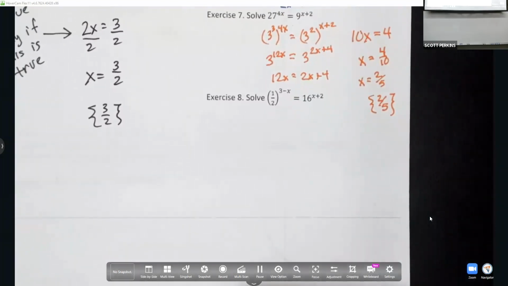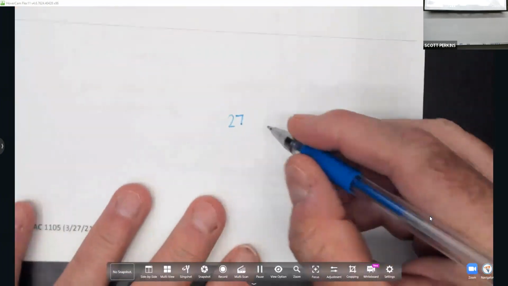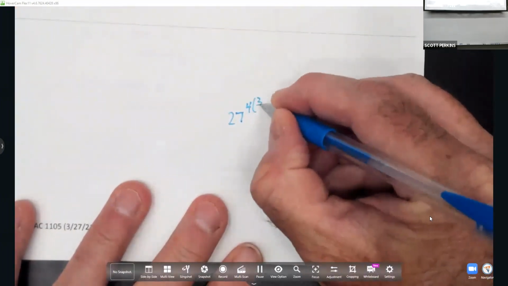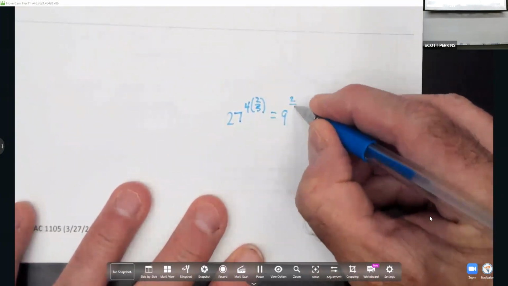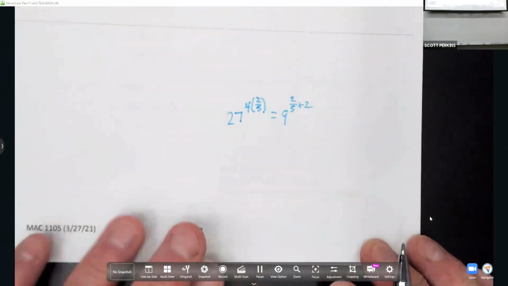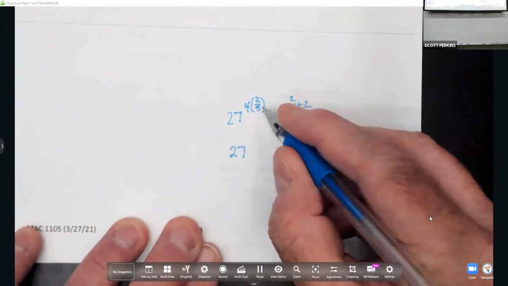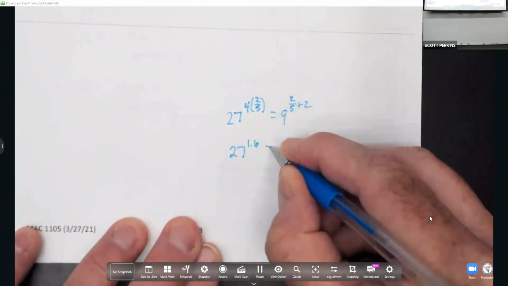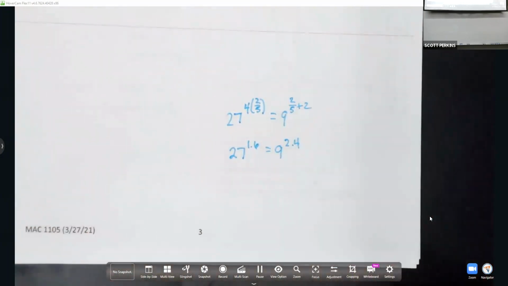So what I've got on the left is 27 to the 4 times 2/5. And on the other side, I have 9 to the 2/5 plus 2. Now we can use 2/5 as 0.4, which probably makes this a little bit easier. So on the left, we have 27 to the 4 times 0.4, or 1.6. On the right, we have 9 to the 2.4. And now I'm just going to go into my calculator and see what those are.